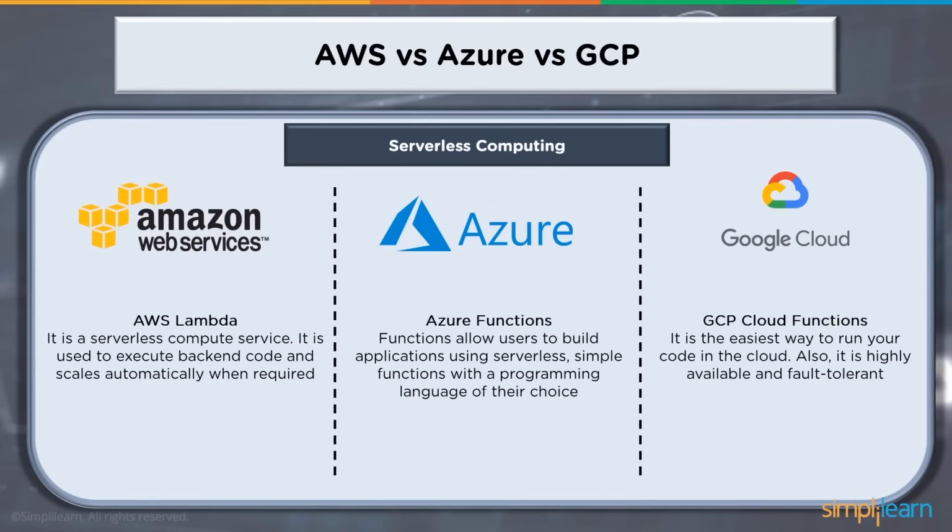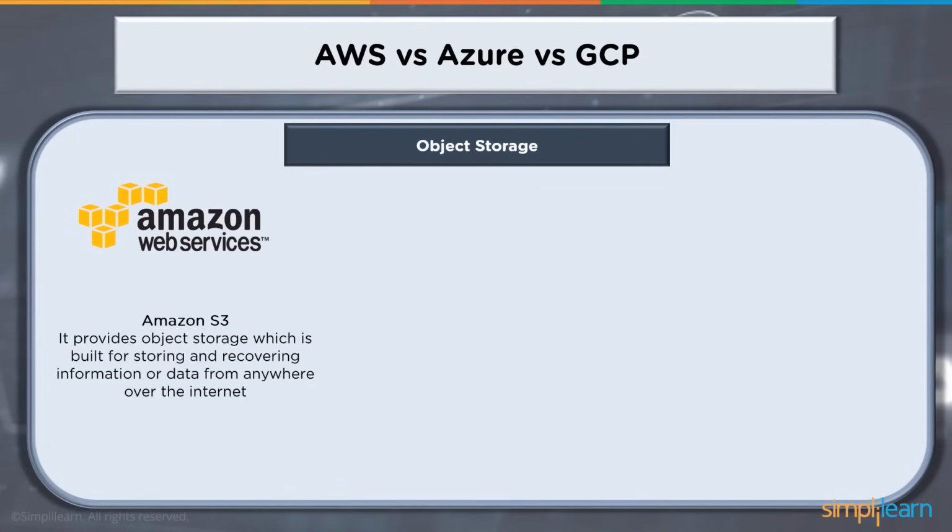Now that kind of infrastructure is not really preferred in today's modern times when organizations are working on different kinds of newer applications. When we talk about object storage, Amazon has Simple Storage Service, that is S3. It provides object storage which is built for storing and recovering information or data from anywhere over the internet.